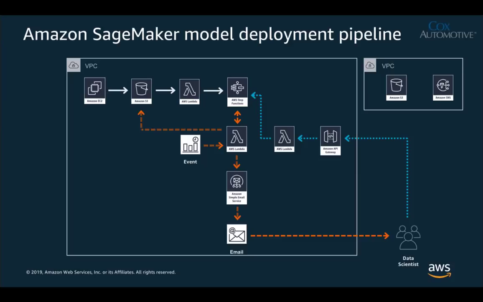So let's say they approve the model. This invokes a REST API hosted in the API Gateway, which is our managed service to build REST APIs.